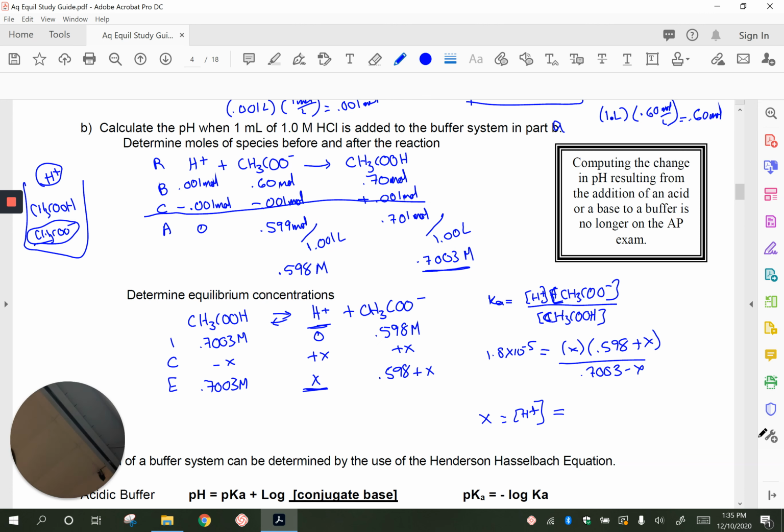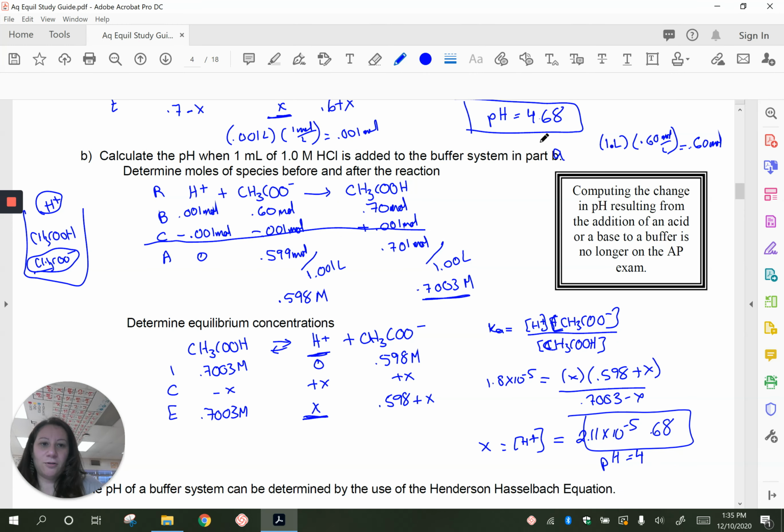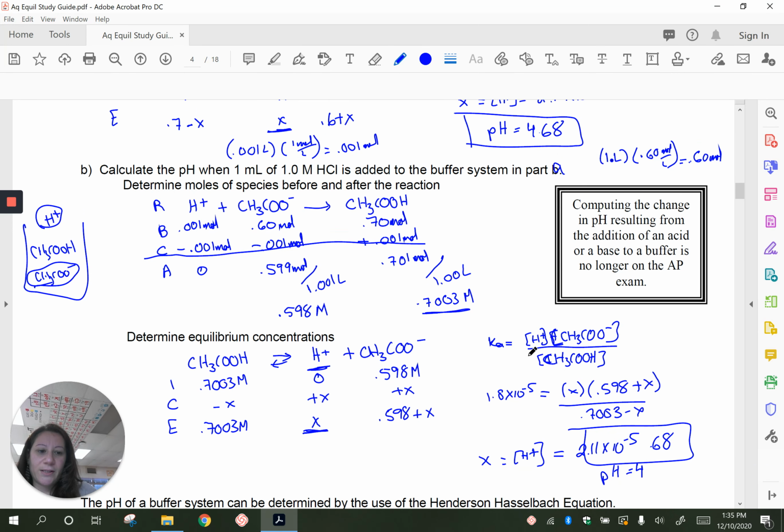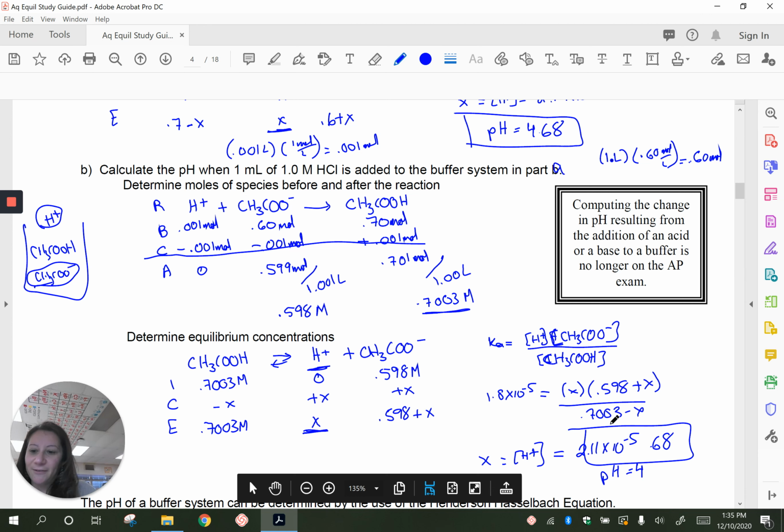In this case, it ends up being 2.11 times 10 to the -5. Take the negative log of that. My pH is 4.68. Look at that. My pH did not change. It's 4.68 before. It's now 4.68.